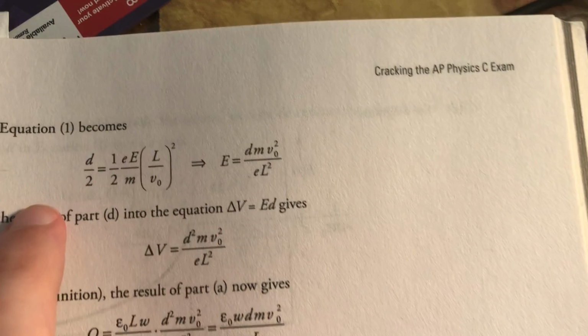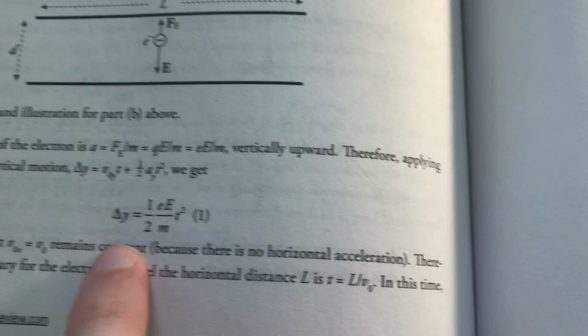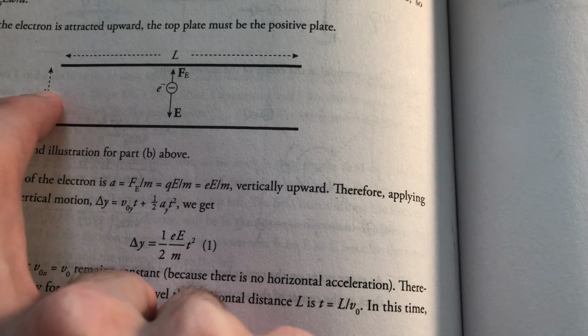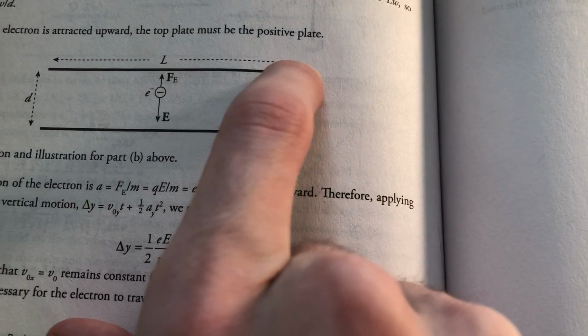Okay, so now putting that back in here, we're putting in all kinds of things. So delta y is just 1/2 d, because we go from shooting it out here in the middle horizontally, and then it goes all the way up to the top.